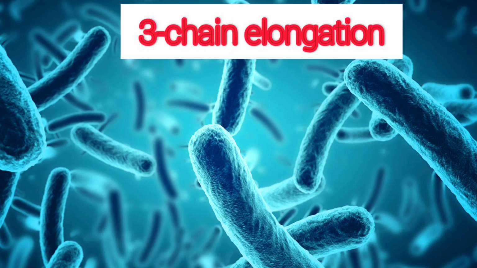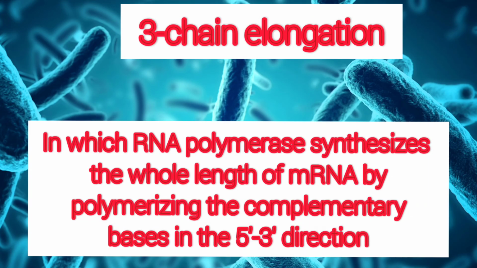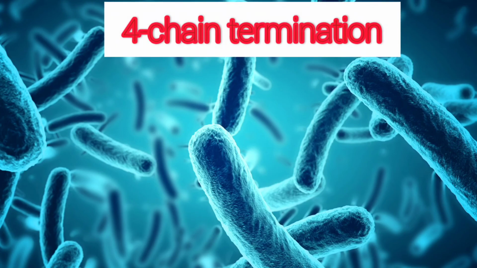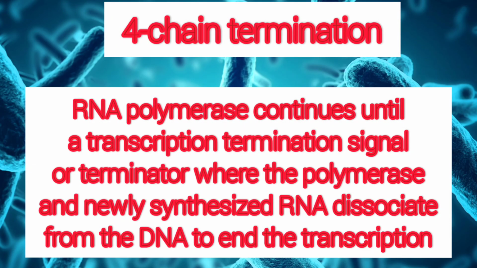Three, chain elongation, in which RNA polymerase synthesizes the whole length of mRNA by polymerizing the complementary bases in the 5 to 3 direction. Note: RNA polymerase does not need a primer to start, unlike DNA polymerase. Four, chain termination. RNA polymerase continues until a transcription termination signal or terminator, where the polymerase and newly synthesized RNA dissociate from the DNA to end the transcription.